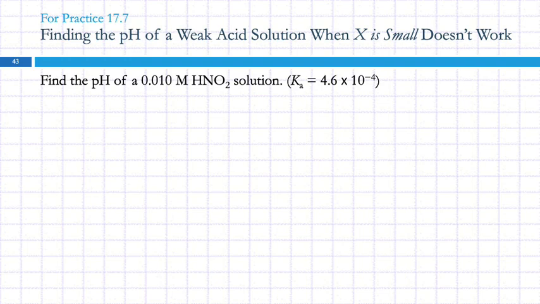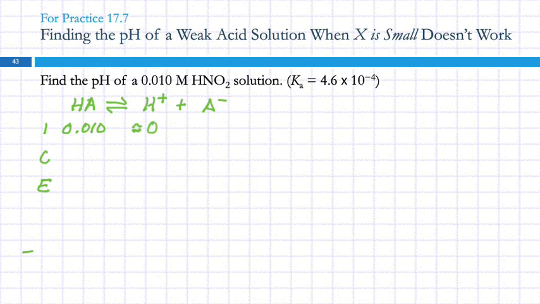So this one's telling us when x is small doesn't work. So here we have a 0.01 molar nitrous acid solution. We had a Ka there, 4.6 times 10 to the minus 4. Let's find the pH. Okay, so we're gonna make an ice table. So HA in equilibrium with H plus and A minus. Initial, change, equilibrium. Here's our initial concentration for the acid, 0.010.